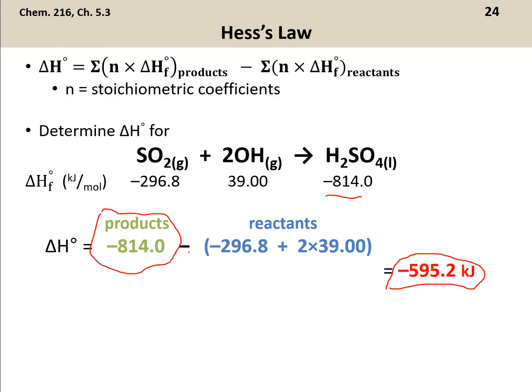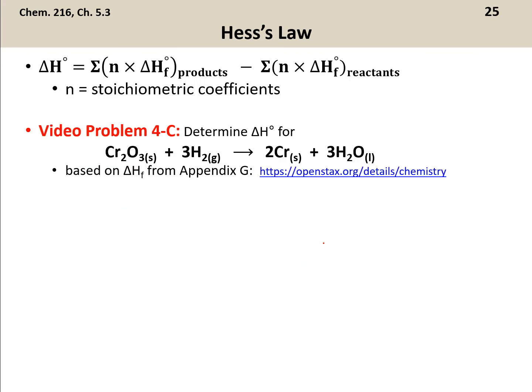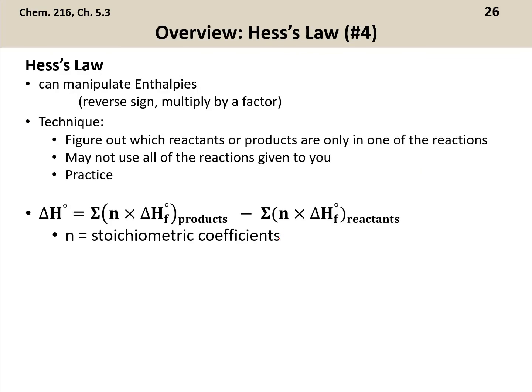Okay? Be very careful of signs. Notice I didn't multiply 814 by anything because there's no coefficient in front of it. I didn't multiply this negative 296.8 by anything because this is a 1. But I did have to multiply the OH by 2 because of that coefficient. Okay, so why don't you guys do a video problem. Go ahead, break out that book or look online, get those appendix delta H's and figure this out.